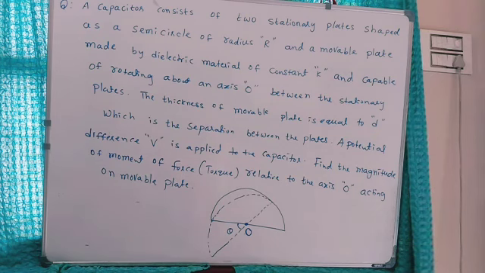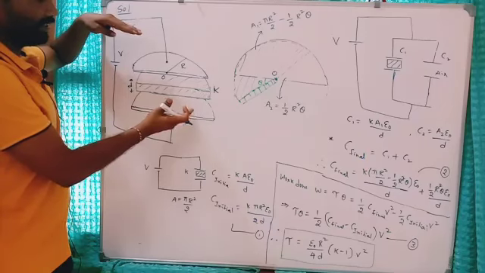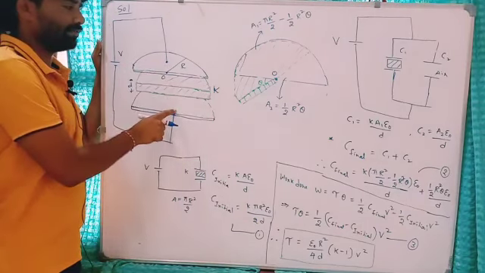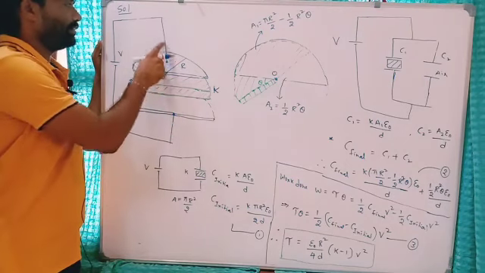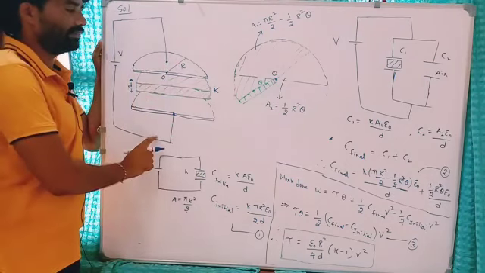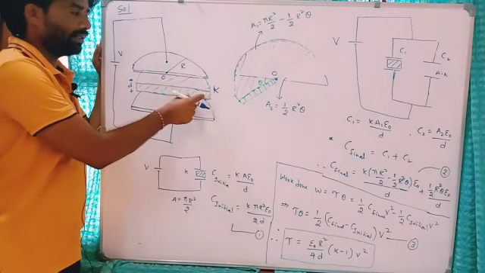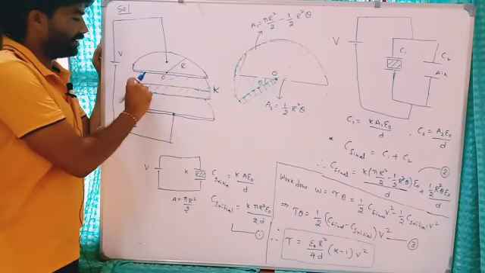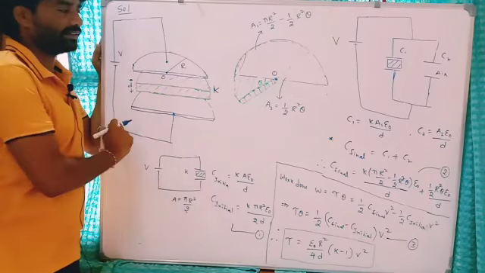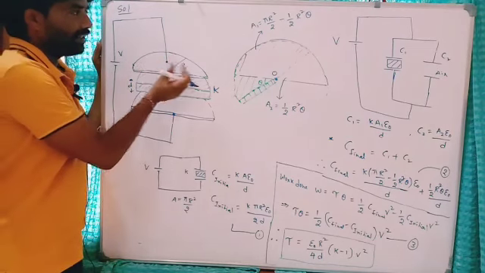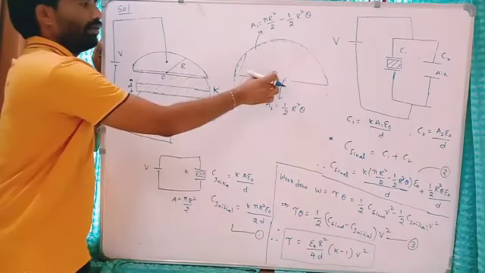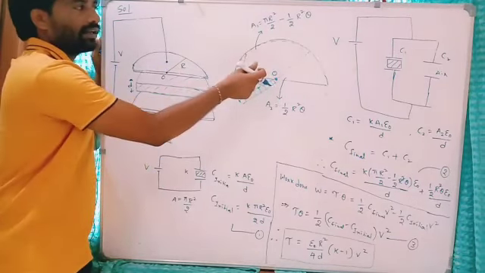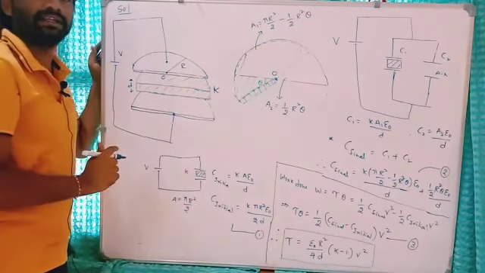So let us solve this problem now. According to the given statement, we have two semicircular plates in a capacitor with radius R. Those are connected to a battery of potential V, and a similarly shaped dielectric material of constant K is inserted between these two, with thickness equal to the gap between the plates. If this dielectric material is rotated about the point O through an angle theta, what is the moment of force, or torque, required to make the rotation by angle theta?